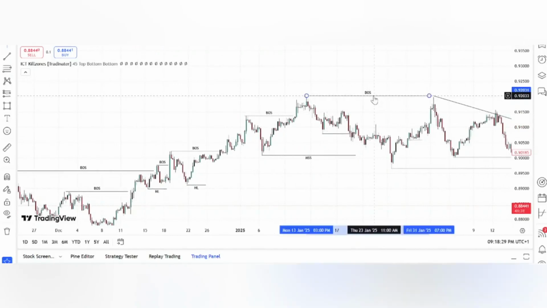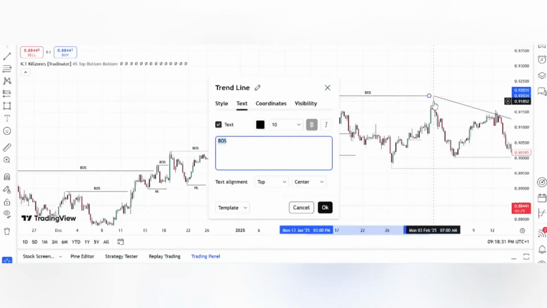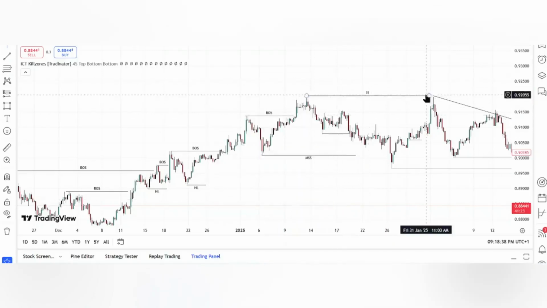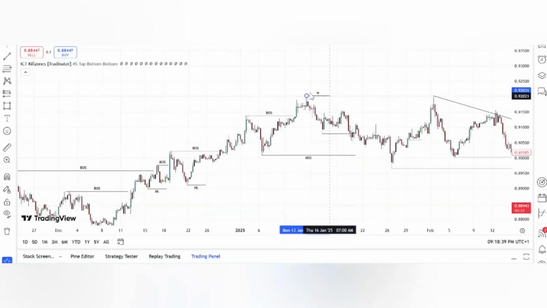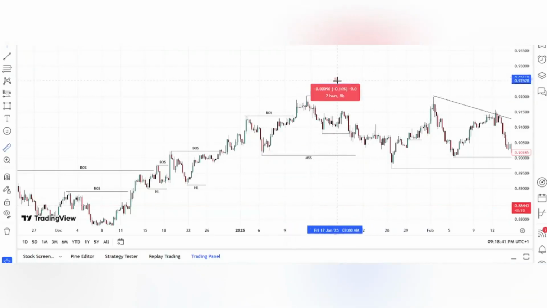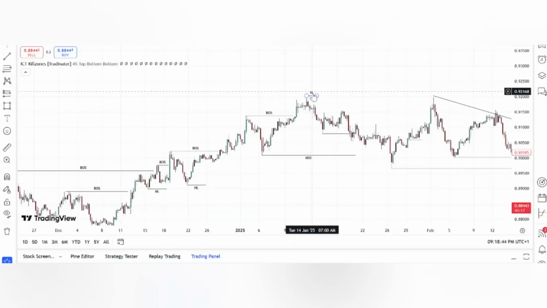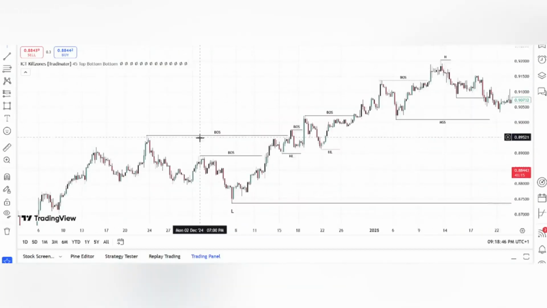There was no break of structure here. Why? Because a candle did not close with body break. So rather, we can call this our high. You can see this is the highest point, so I can go ahead and reduce this. So we can call this our high. Yes, our high. So now what do we get?